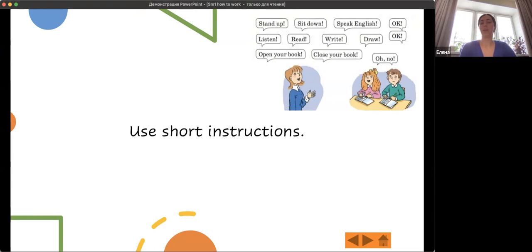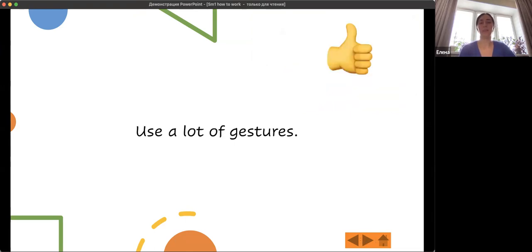So the next one, use a lot of gestures because they are very helpful. Students don't understand these words, but they see your hands, your face, your movement, and they understand what they have to do. When you invite them, you can move your hand forward, so they understand they need to come up to you. When you want them to sit down, you can make this gesture, lowering your hands. That's easy. And if you want them to be calm, you can use your finger to shush them.